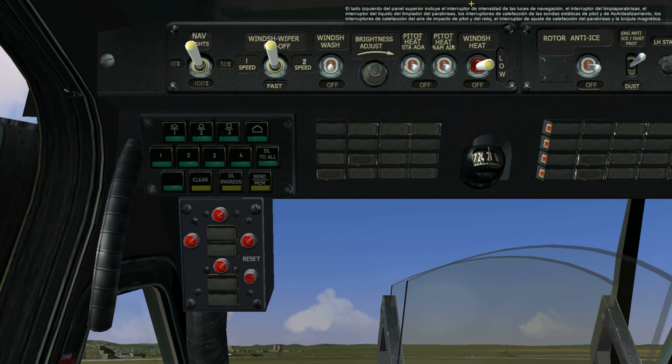The left side of the overhead panel includes the navigation lights brightness switch, the windshield wiper switch, the windshield washer fluid switch, the pitot-static port and AOA side slip sensors heat switches, the pitot-ram air and clock heat switches, the windshield heater setting switch, and the magnetic compass.